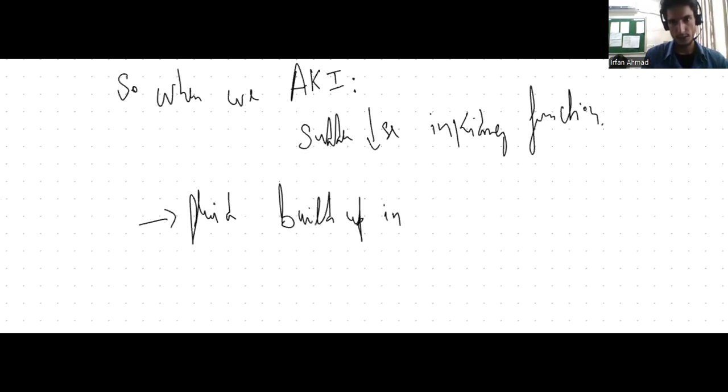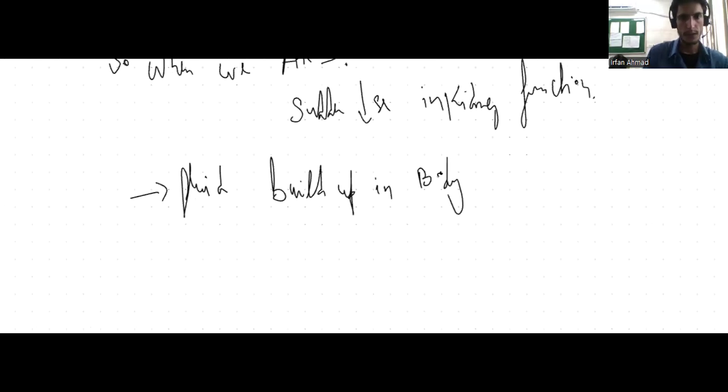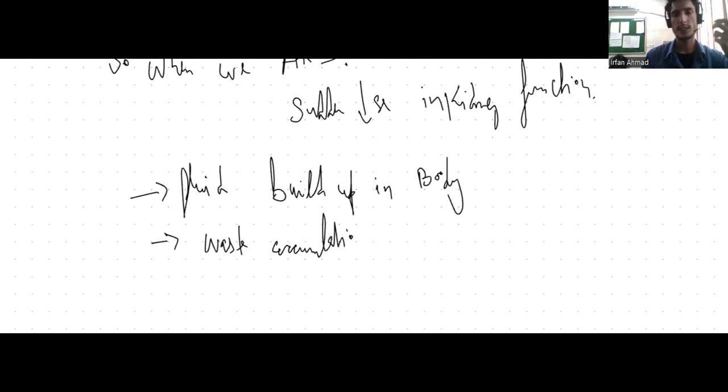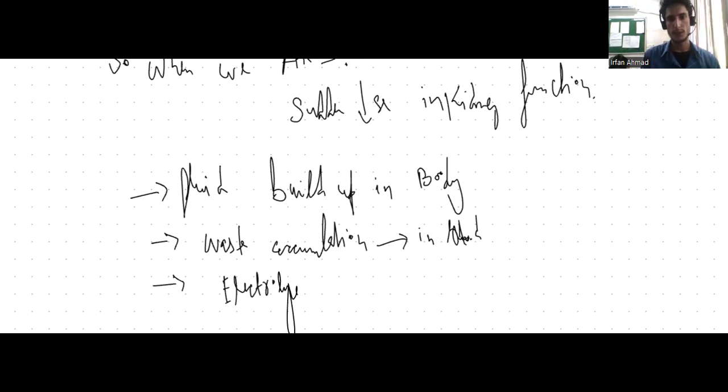As a manifestation of acute kidney injury, we can see fluid build up in the body, and also waste accumulation, because the normal kidney function was to excrete waste. Now, in this disease condition, waste would not be excreted. So we see waste accumulation in blood, because the kidneys are not filtering blood, not functioning as they should. Third, we can see electrolyte imbalance, because electrolyte balance is maintained by the kidneys.